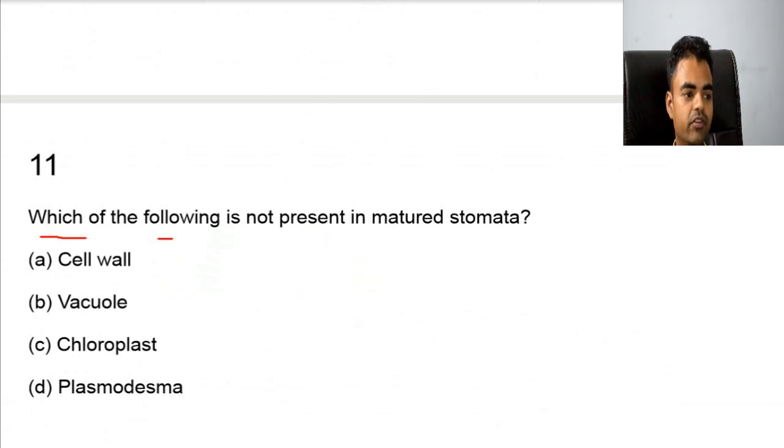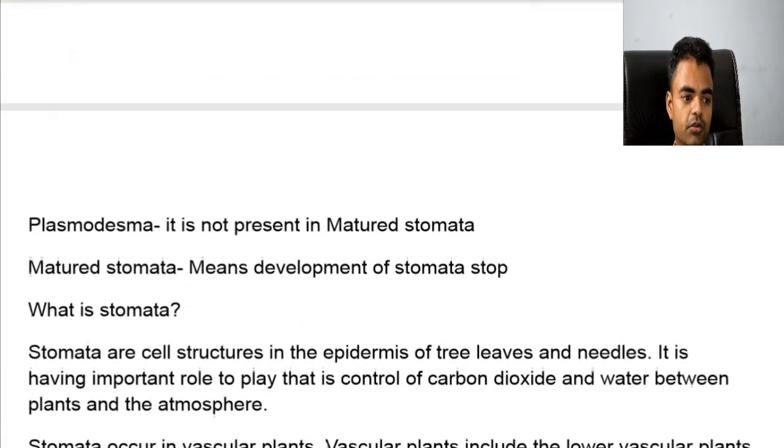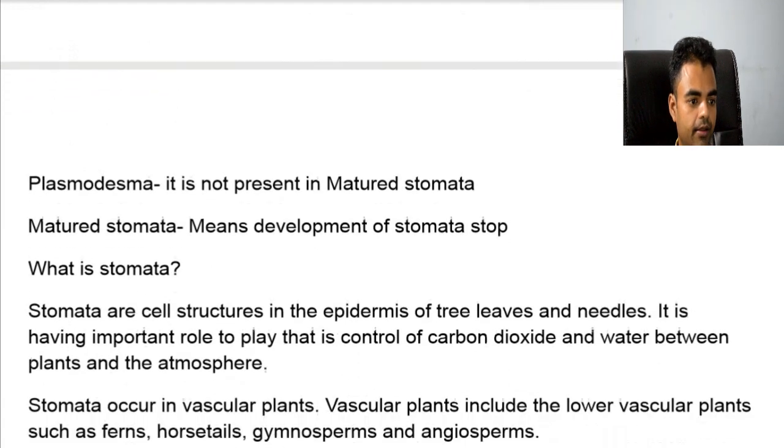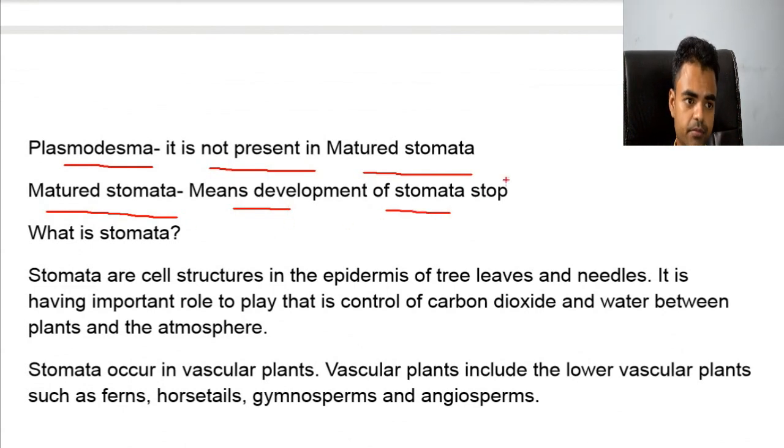Okay, now let's move to the 11th question. What it is saying: which of the following is not present in mature stomata? So mature, answer is what? Let me tell you, plasmodesma. And let's talk about what is stomata and what is mature stomata. We should know in order to understand this. So let's understand this. Plasmodesma, it is not present in mature stomata. Now mature, what is the meaning of mature stomata? Means development of stomata stops. That means the stomata will not develop whenever we get mature stomata condition.